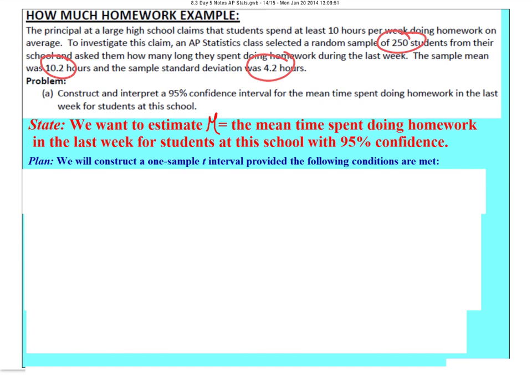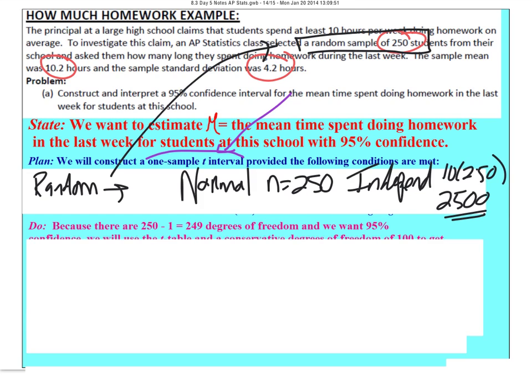Okay, let's do the do portion. So for the do portion on this, here's what we're going to do. We have our degrees of freedom. We do want to state that. It's going to be 249 degrees of freedom. And again, we want to construct a 95% confidence interval.